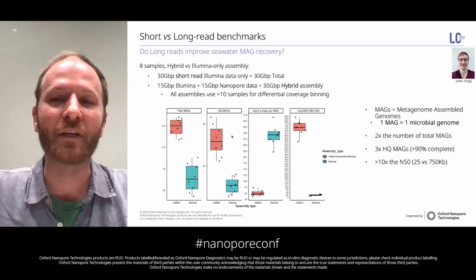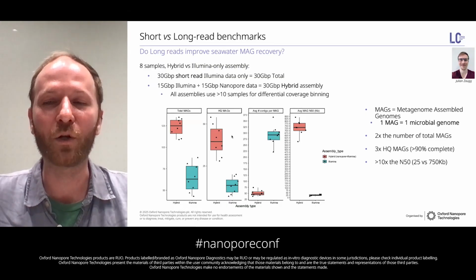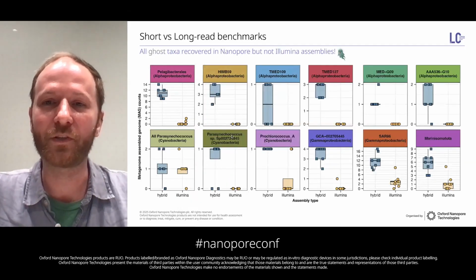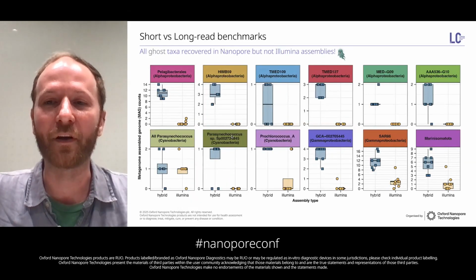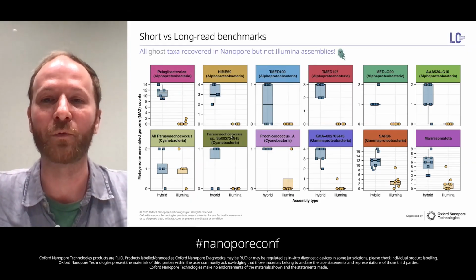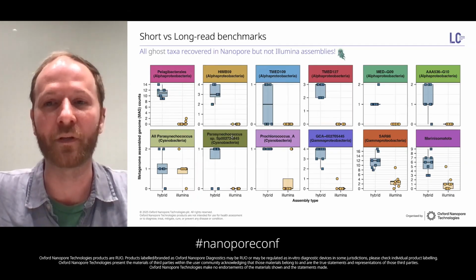And so that was great. But the real question was, did this increase in MAG recovery include our ghost taxa? That's what we really wanted to achieve. And the answer is yes. Like, it really worked. There are several marine prokaryote groups, it turns out, that you simply can't recover with Illumina that you can get with nanopore. And we even found a few new ones that hadn't been reported in the literature.